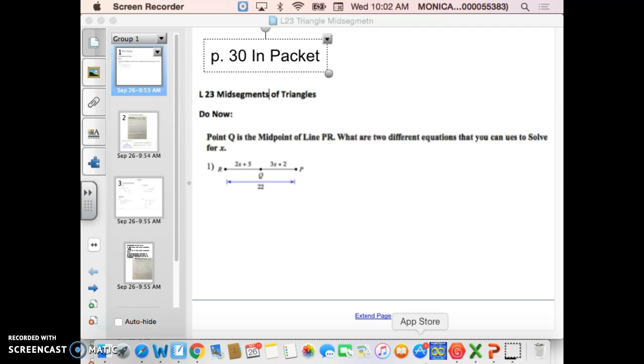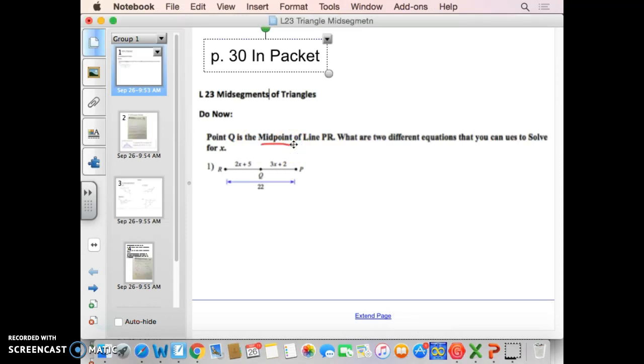So if point Q is the midpoint of line PR, the key word here is midpoint, and the key topic that we're learning is mid-segment. So midpoint, we should realize that that is going to be the middle of line PR. So it's going to separate the line into two equal parts. So if I know this is a midpoint, there's two ways I could solve this equation.